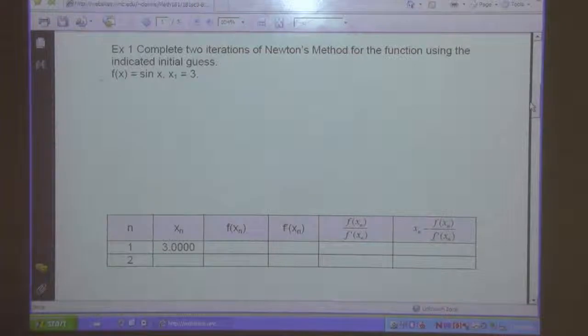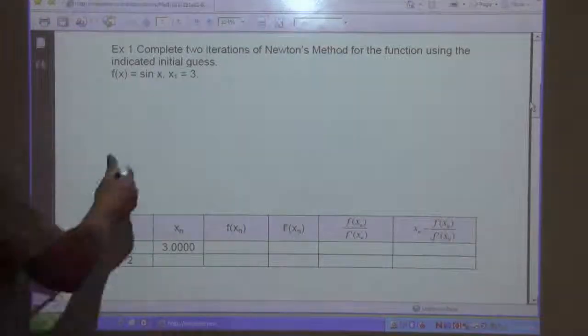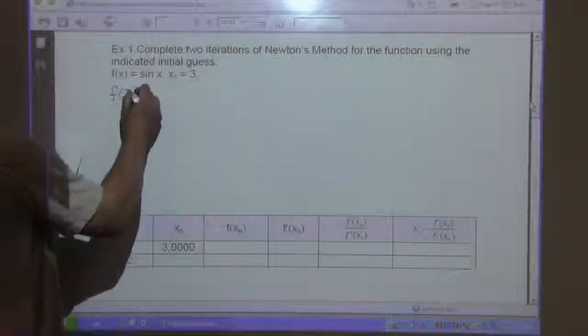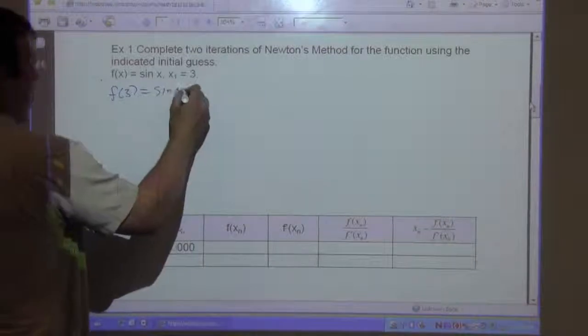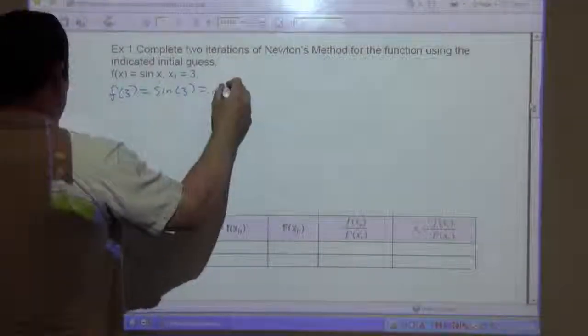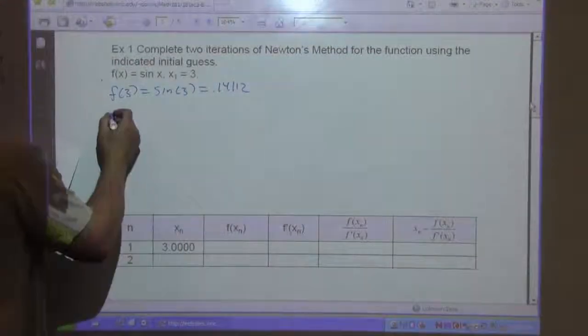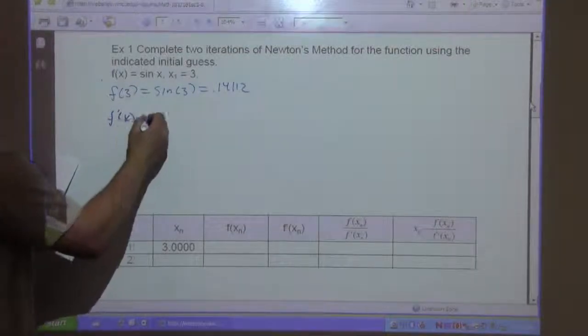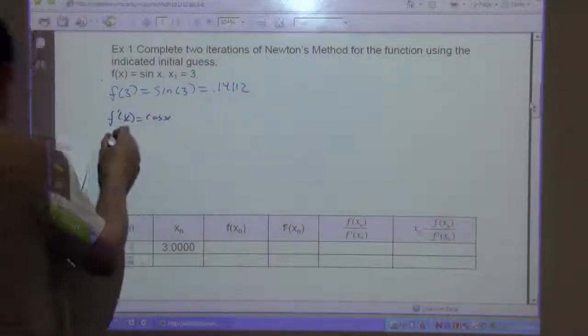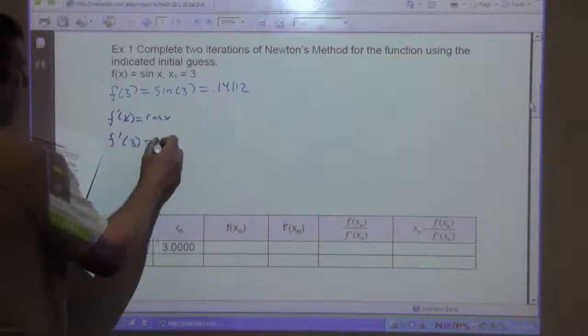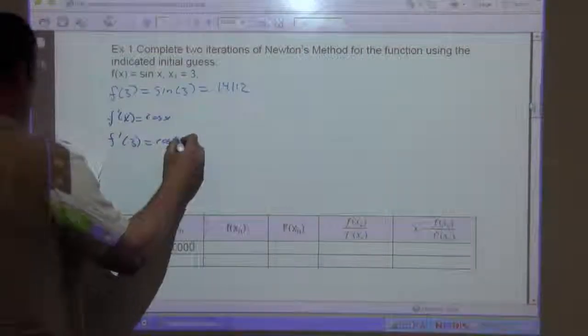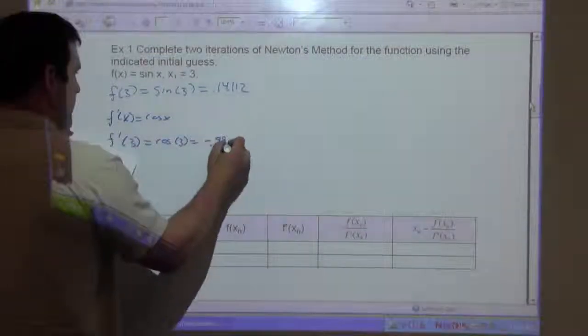So we're going to start off with, what is f of 3? That's the sine of 3. And that's going to be 0.14112. F prime of x is cosine of x. So f prime of 3 is cosine of 3, which is negative 0.9900.